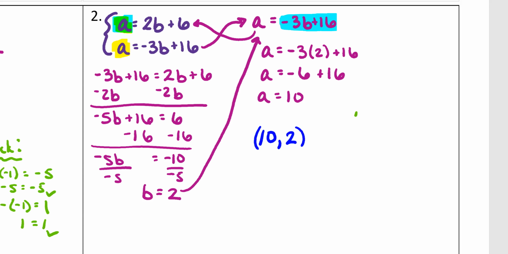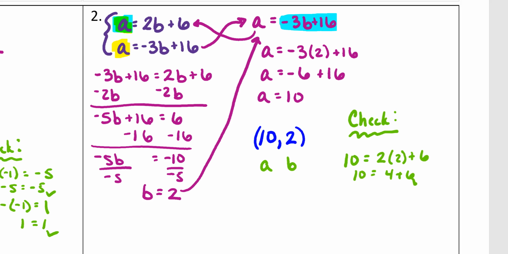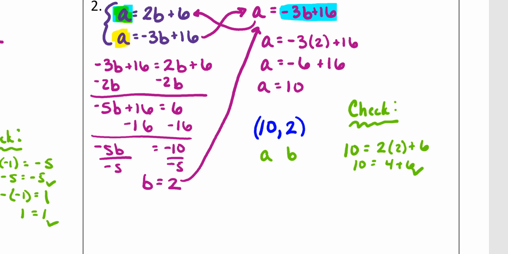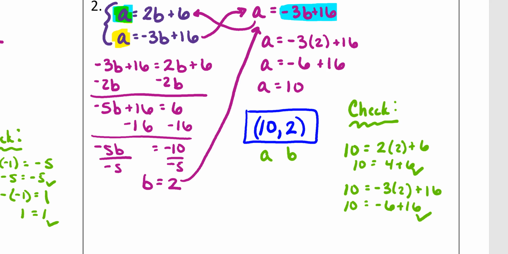And as always, we want to check our answers just to make sure we've done it correct. So, again, we have a, and then we have b. Does 10 equal 2 times 2 plus 6? Well, that's 4 plus 6, which is definitely 10. So check. Then our next expression would be, does 10 equal negative 3 times 2 plus 16? Well, negative 6 plus 16 definitely equals 10. So this answer is correct, and we can move on.